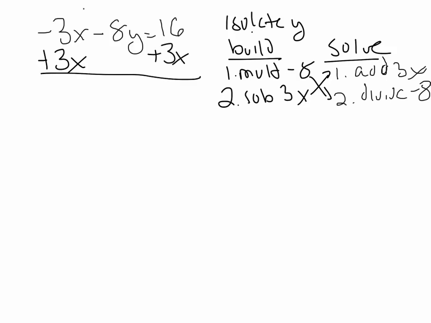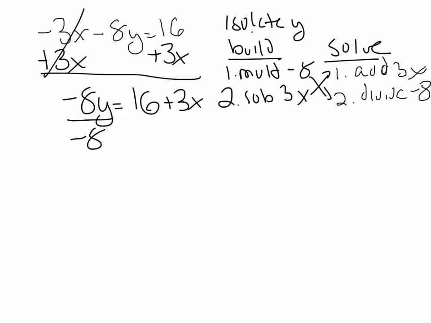Negative 3x plus positive 3x cancels out, and I'm left with negative 8y equals 16 plus 3x. Again, the 16 and 3x aren't like terms, so I can't add them. I'm just going to basically bring this 3x from the left side to the right side using addition. Next, I'm going to divide by negative 8, so I'm going to divide everything on the left side by negative 8 and everything on the right side by negative 8.